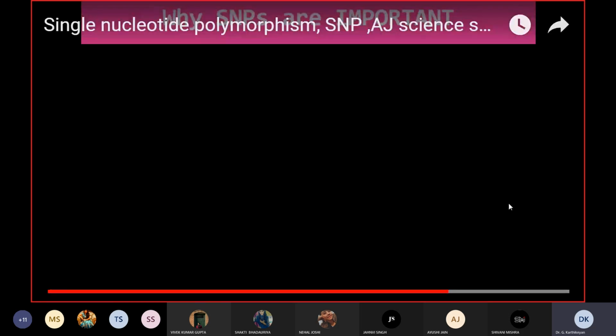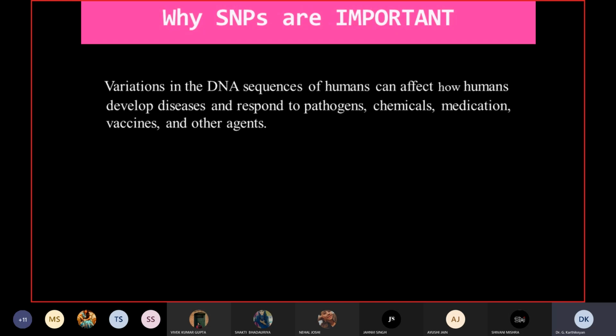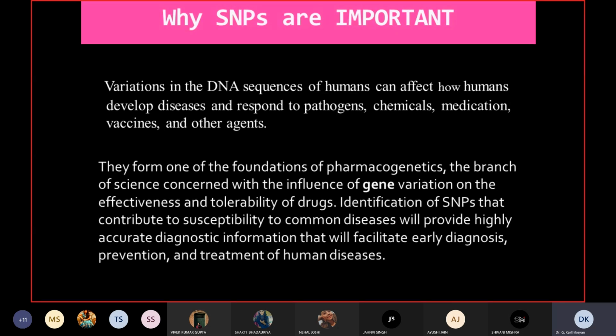So the question arises in our mind, why are SNPs important, why do we need to search for SNPs, and why is so much research going on in SNPs? Most SNPs have no effect on health or development. They are commonly found in the DNA, but they can act as biological markers, helping scientists to locate genes that are associated with diseases.